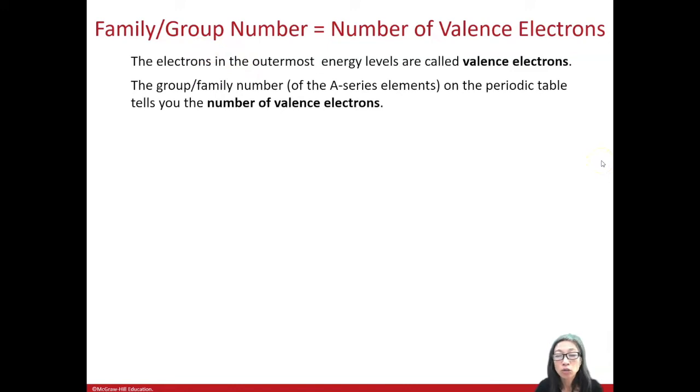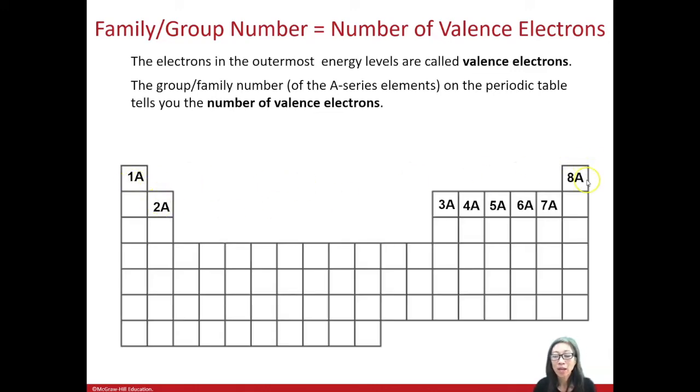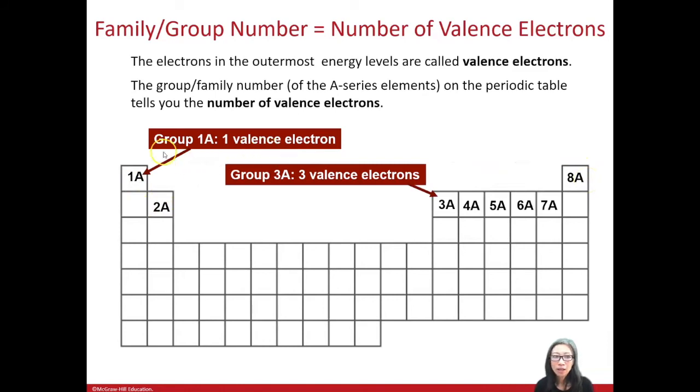So that's true for all of the elements that are the A series elements. Those are the 2 columns on the left and the 6 columns on the right, numbered 1 through 8A. Family 1A or group 1A, that number 1 indicates that there is 1 valence electron.